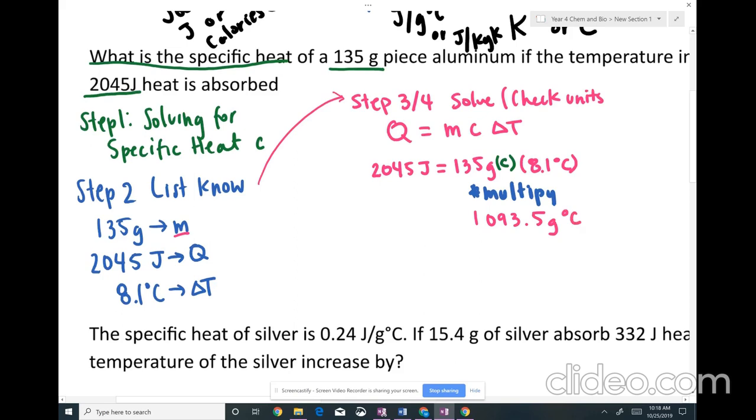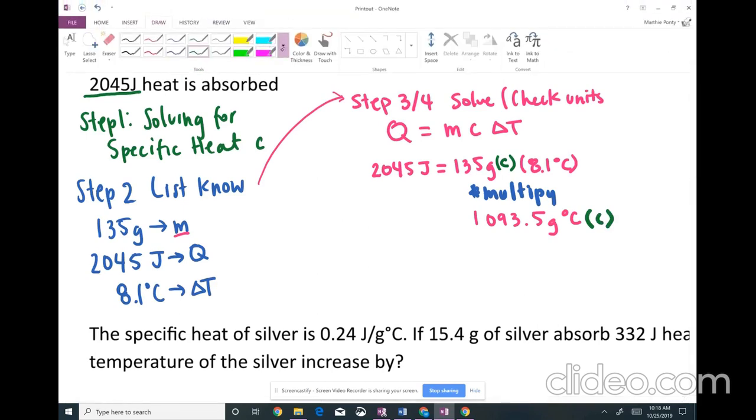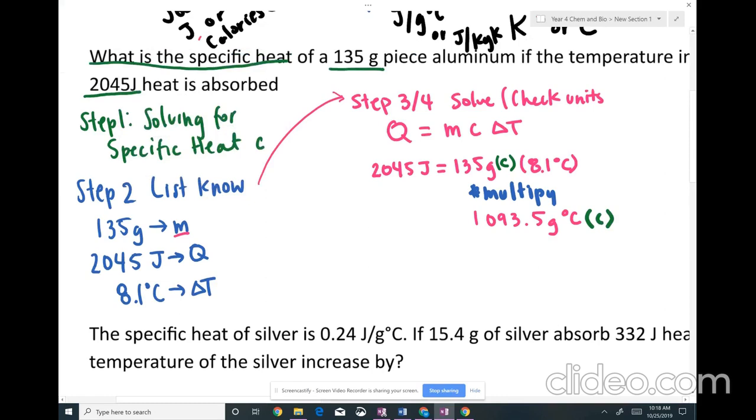I'm going to keep those units there. And then I'm going to bring my C down that I'm multiplying by. And that is all equal to whatever we have in joules, so 2045 joules. Now I have to isolate this C right here. In order to isolate that, I'm going to divide.